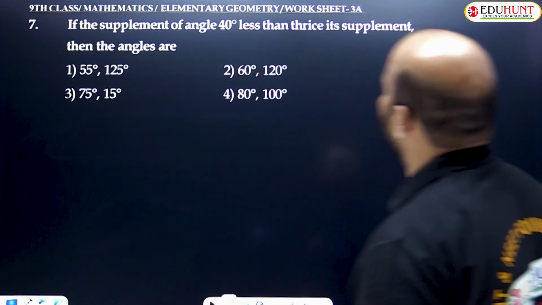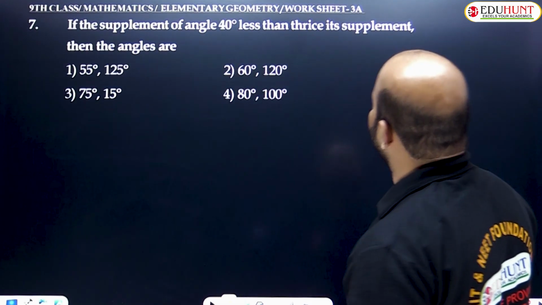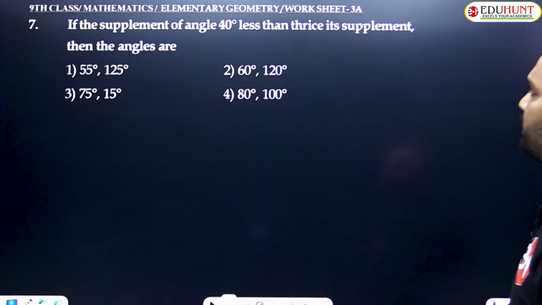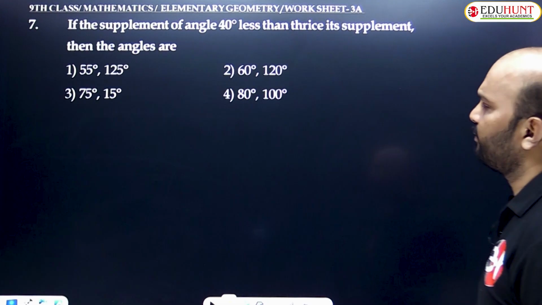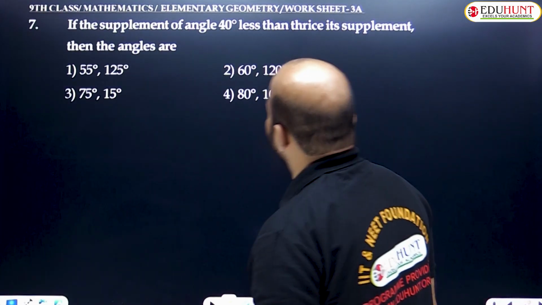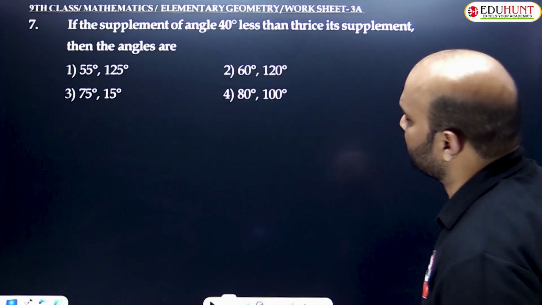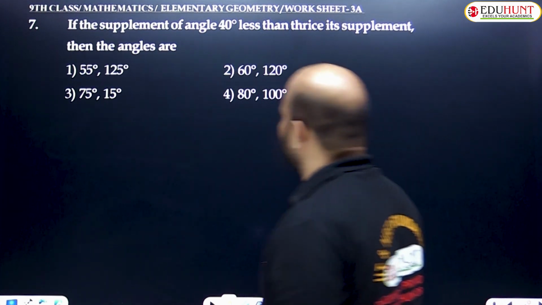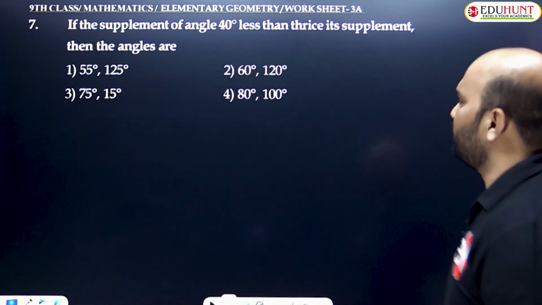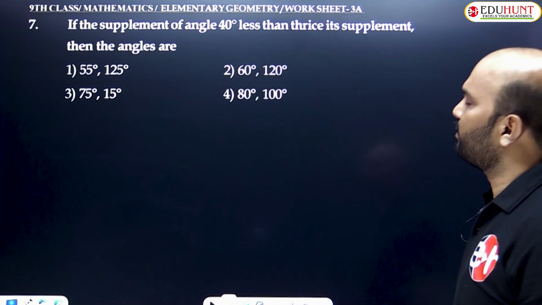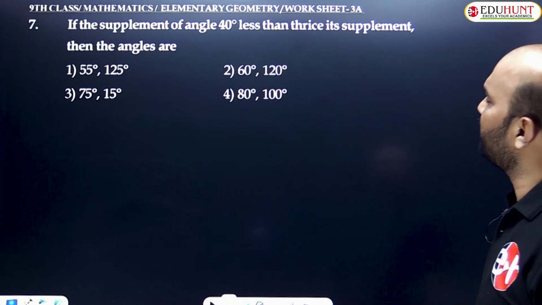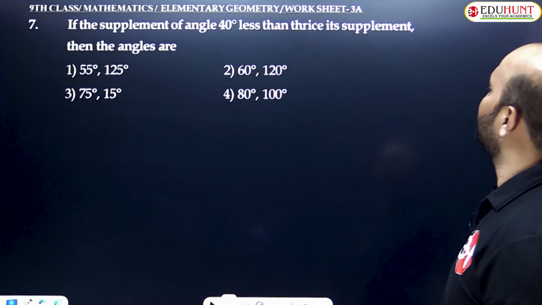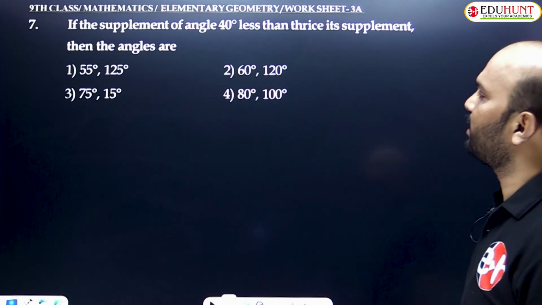If the supplement of an angle is 40 degrees less than thrice its supplement, then the angles are: Option 1, 55 degrees, 125 degrees. Option 2, 60 degrees, 120 degrees. Option 3, 75 degrees, 15 degrees. Option 4, 80 degrees, 100 degrees. Am I clear? So in this question, the supplement of an angle is 40 degrees less than thrice its supplement, then the angles are.